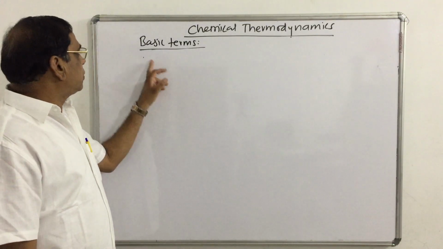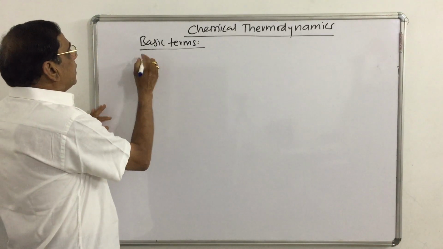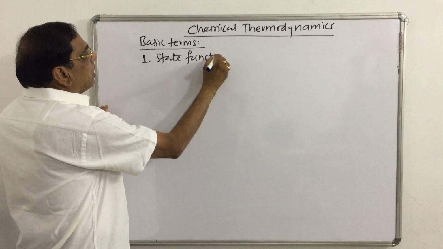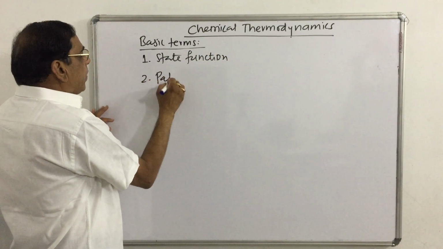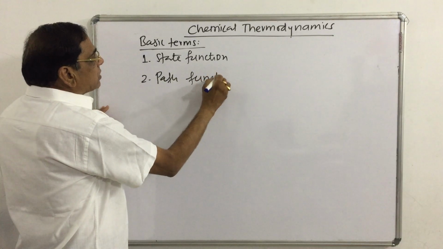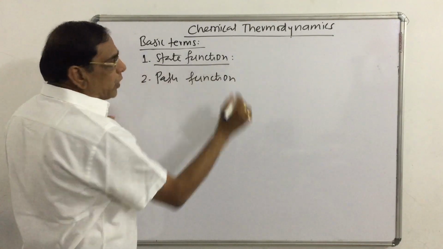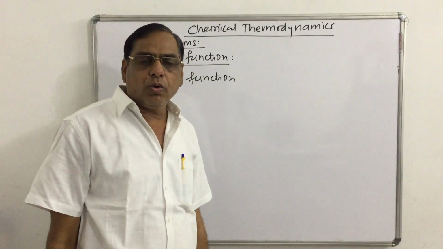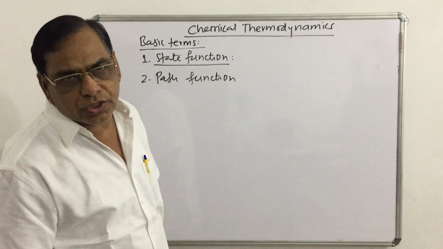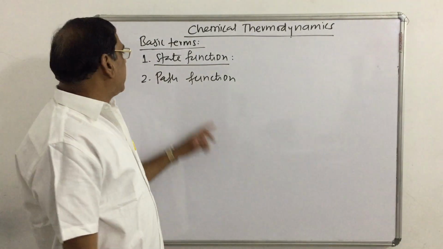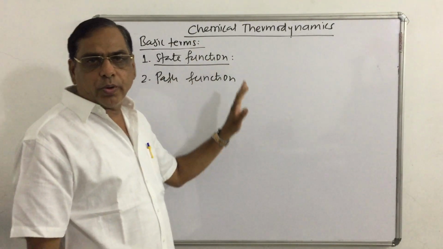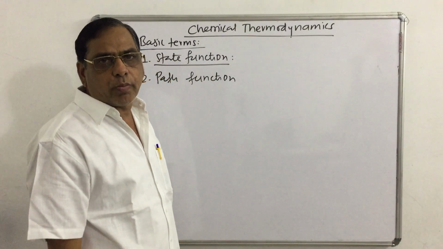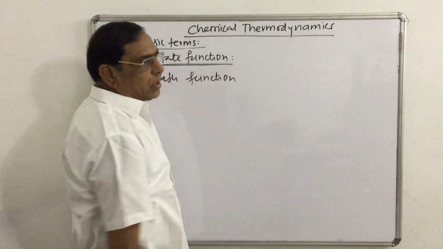Now in today's session we want to study again two types of functions. One is called a state function and another one is called a path function. What is meant by state function? That is a property which depends on only the initial and final state of the system. Or we can say a state function is a property which depends on the state of the system and not on the path followed by the system. That is called a state function.